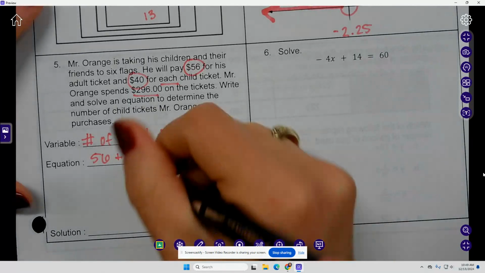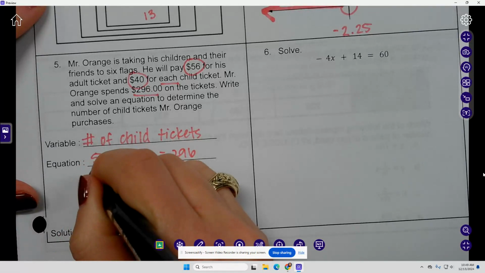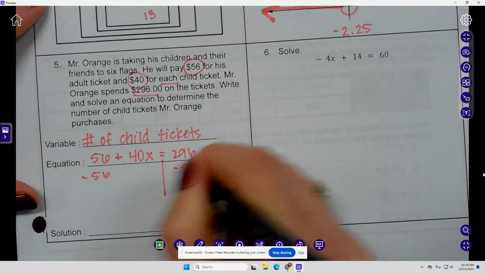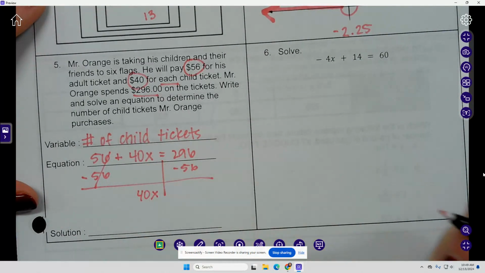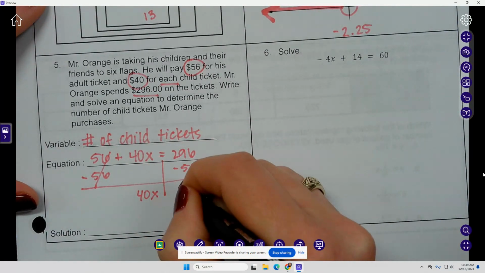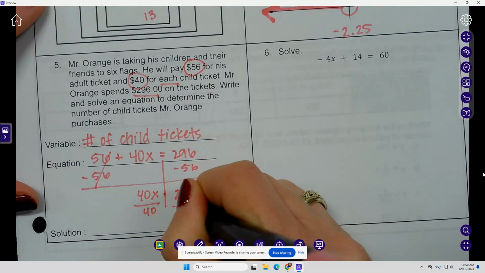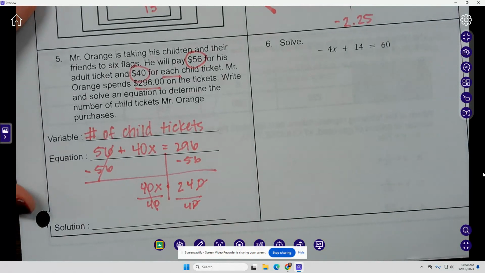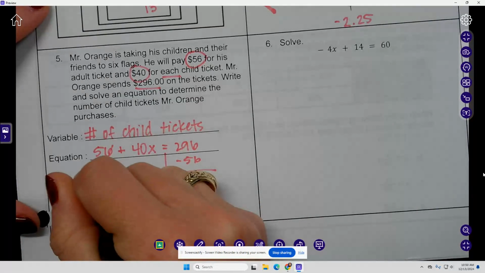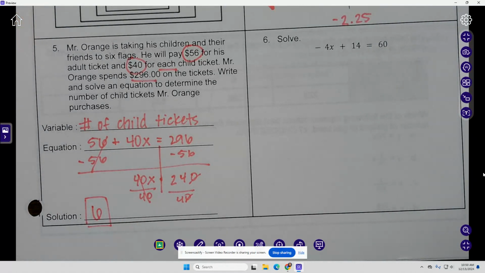Now I'm going to go ahead and solve. I'm going to draw my line. I want to get rid of the number that's not connected to the x first. So minus 56. So I'm left with 40x. 296 minus 56 is 240. Divide by 40. I have a 0 at the end of both numbers, so I can mark it out. So 24 divided by 4 is 6. So Mr. Orange bought 6 child tickets.